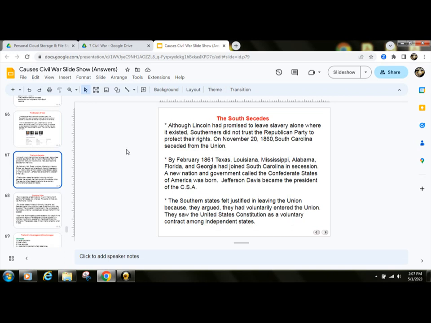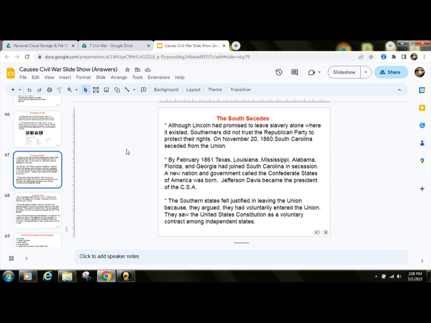All right, the South secedes. So Lincoln had promised to leave slavery alone where it existed. Southerners did not trust the Republican Party to protect their rights. And then in November of 1860, South Carolina secedes from the Union. So they officially leave, they quit. In February of the following year, a few months later, Texas, Louisiana, Mississippi, Alabama, Florida, and Georgia had joined South Carolina in secession. A new nation and government called the Confederate States of America was born. Jefferson Davis became the president of the Confederate States of America.